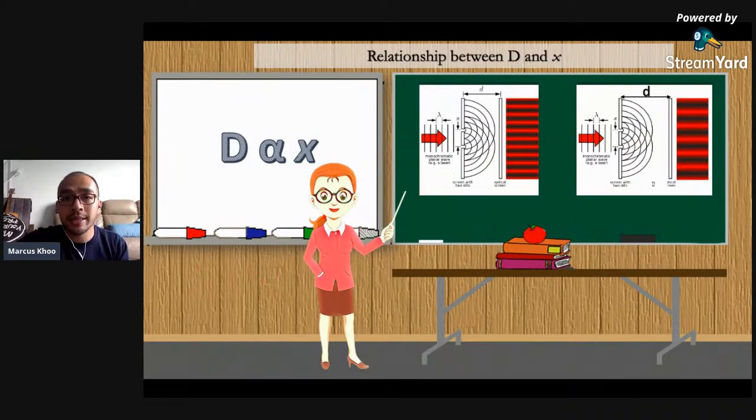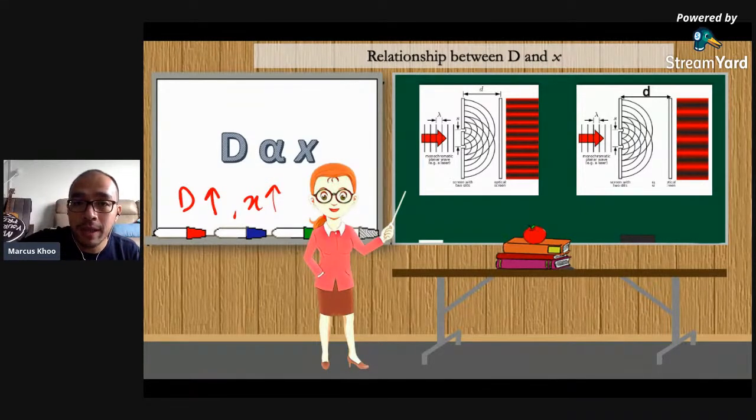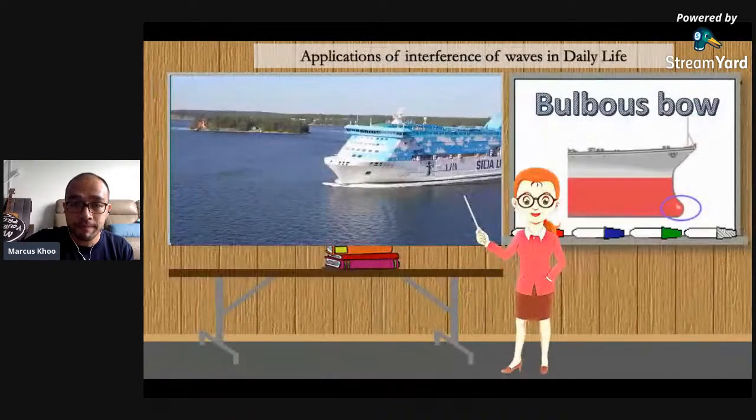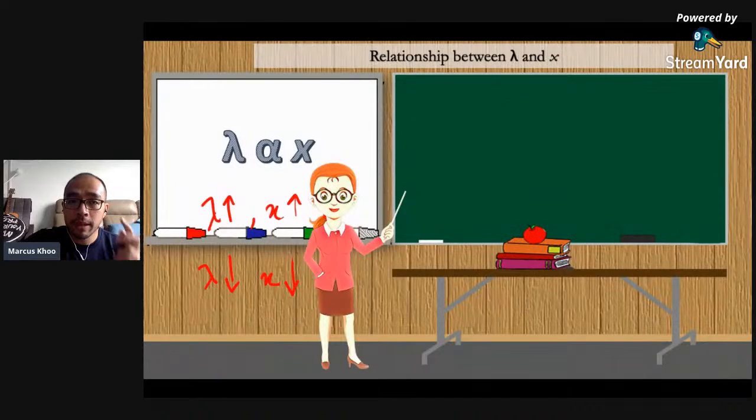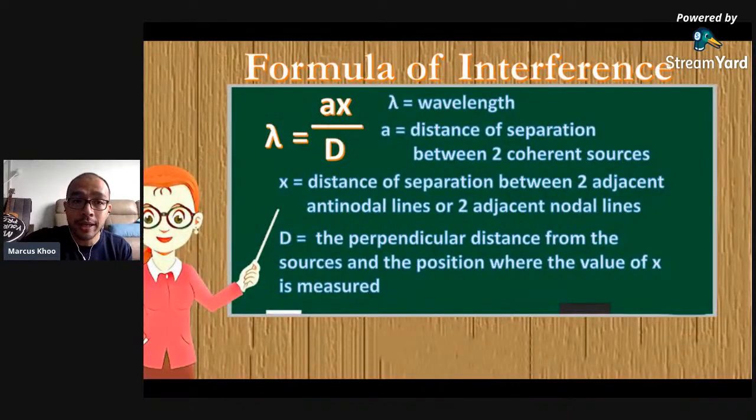The third one is the distance between the two sources and the screen, the D. We find that the bigger your D, the bigger the X. If you put your screen further away, then the interference pattern will become much bigger. The distance between two bright and two dark will become much bigger. The third relationship. So remember these three relationships, and it's actually shown here.